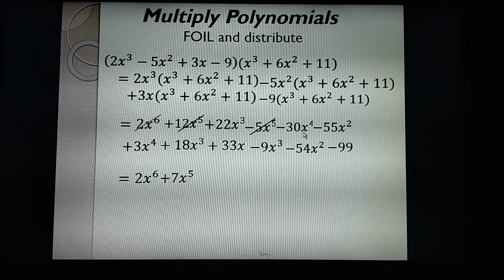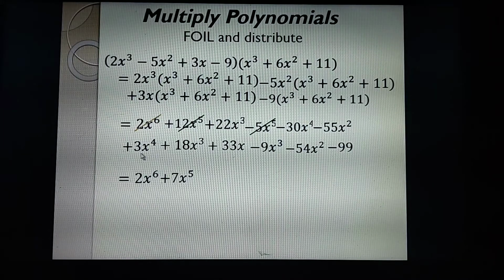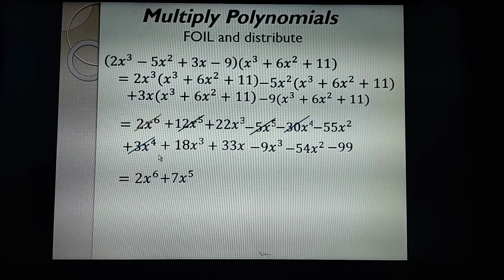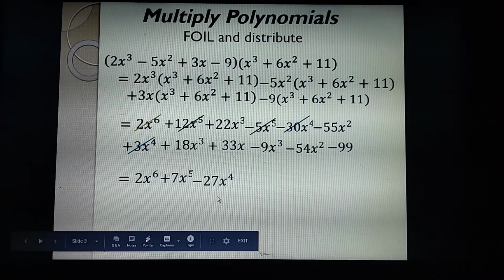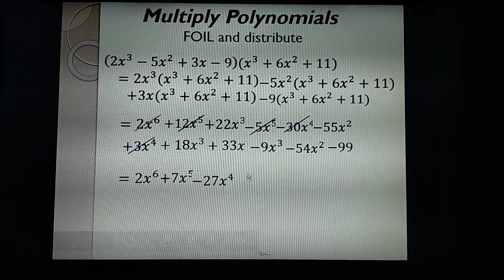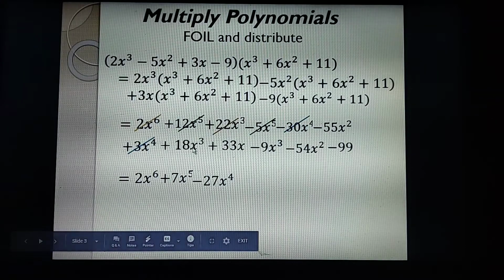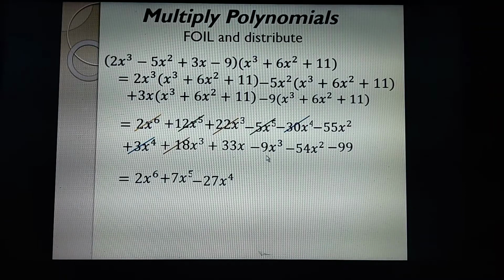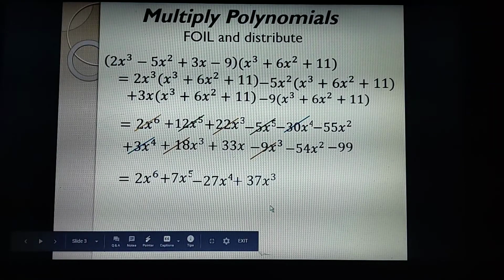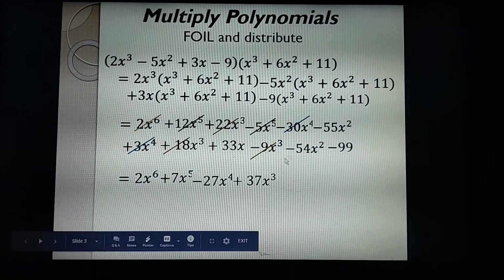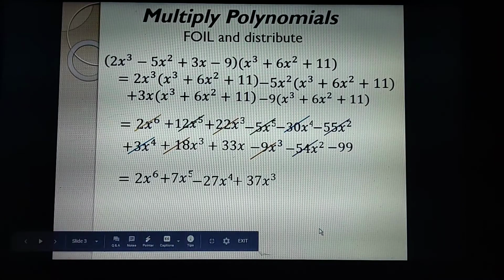I've got negative 30x to the 4th. And here I've got a fourth, 3x to the 4th. So negative 30x to the 4th plus 3x to the 4th is negative 27x to the 4th. Now I can go back and do the thirds. So I've got a 22 plus 18 minus 9 gives me a 37x cubed. Okay, after cubes come squareds. So I've got a negative 55x squared and a negative 54x squared. That gives me negative 109x squared.